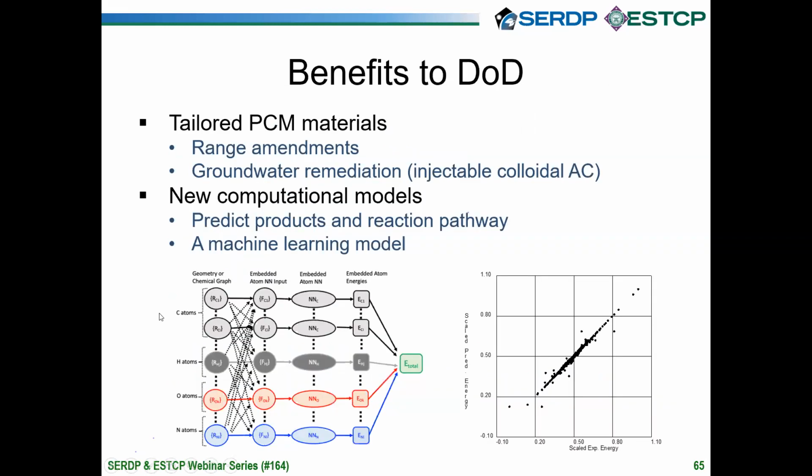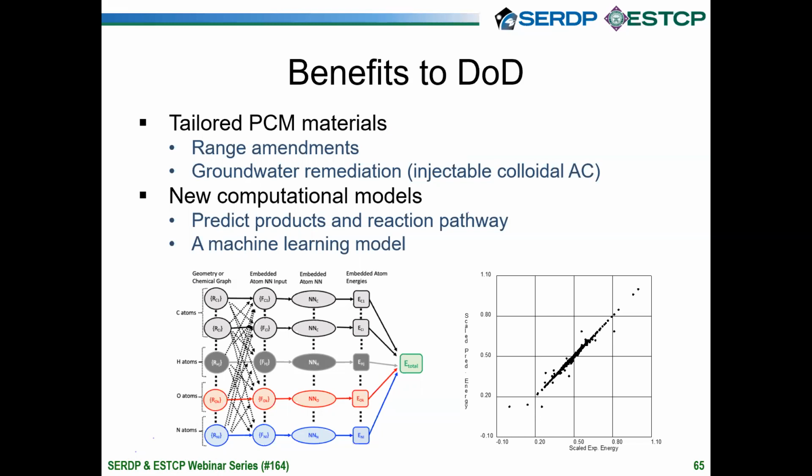In terms of the benefit to DoD, this project will provide critical knowledge on tailoring PCM that can be used as range amendment to simultaneously retain and destroy legacy and IHEs. Depends on the form of the amendments. It could also be tuned into a more injectable form for possible groundwater remediation.